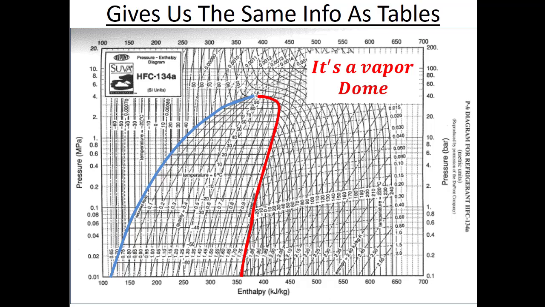But when you look at this graph, the thing to remember is that it's a scaled version of a vapor dome, right? And it's got all these different lines on it because it's trying to give us just as much information as we would have in the textbook. So these pH diagrams are vapor domes.